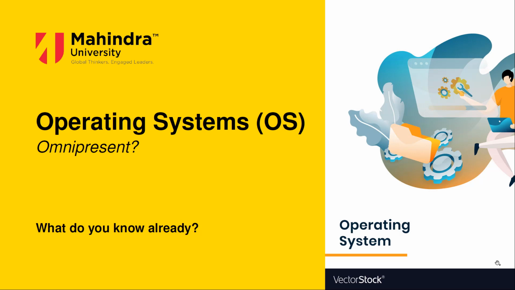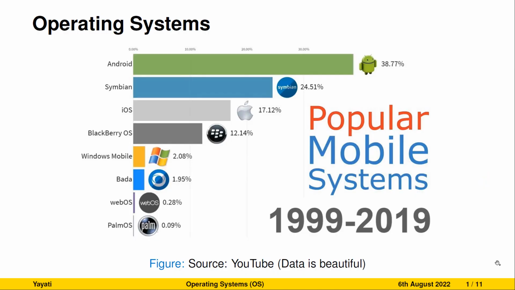So talk about a mobile, a computer, a smartwatch, a smartphone, a washing machine. It's everywhere. And interestingly, just like God, operating systems also come in different names, different forms with different properties. Right, so these are just a few of the most popular operating systems which are listed here. I've taken this from a YouTube video from the channel Data is Beautiful.